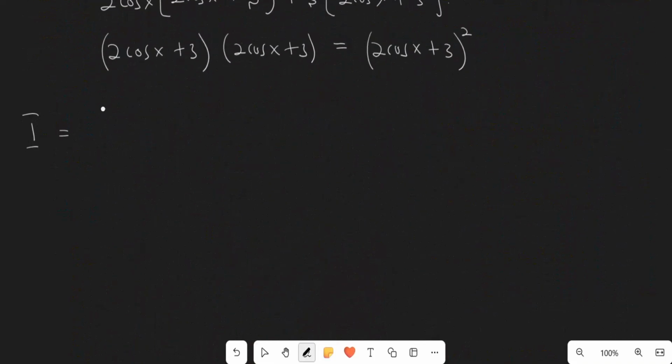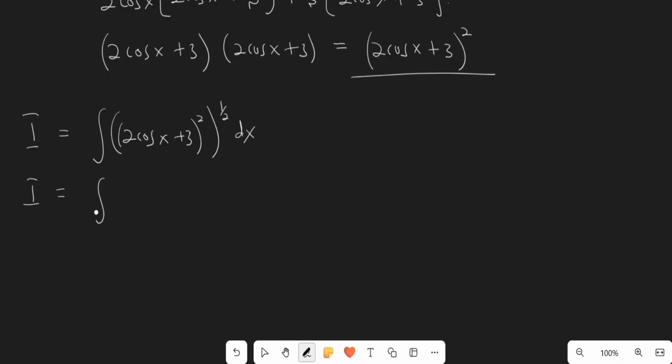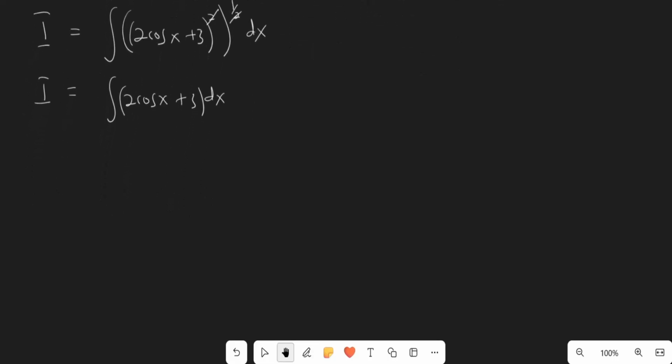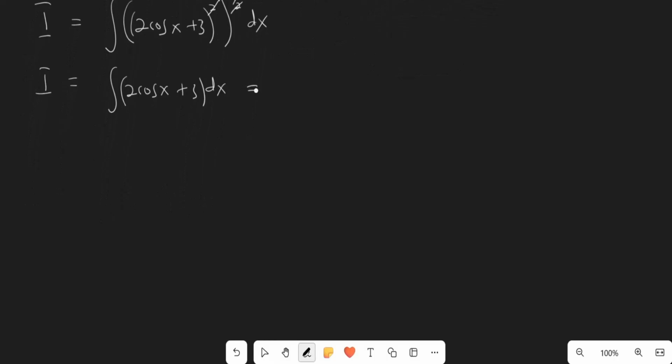So the integral is now the integral of the integrand, and the integrand is now 2 cosine of x plus 3, all this one squared, but it is under a square root, that is raised to the power half, dx, like this. So I is now going to be the integral. This will cancel that, and you are now integrating 2 cosine of x plus 3 dx. What seemed impossible in the beginning has now been reduced to something that is very easy. So this is now 2 the integral of cosine of x dx plus 3 the integral of 1 dx. So just integrating them term by term.